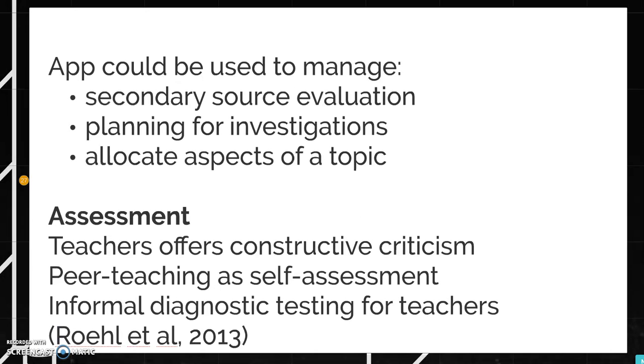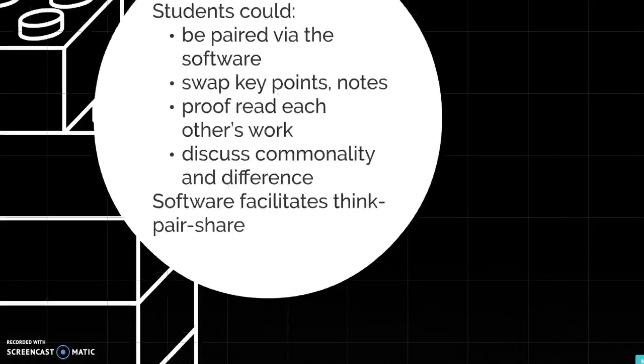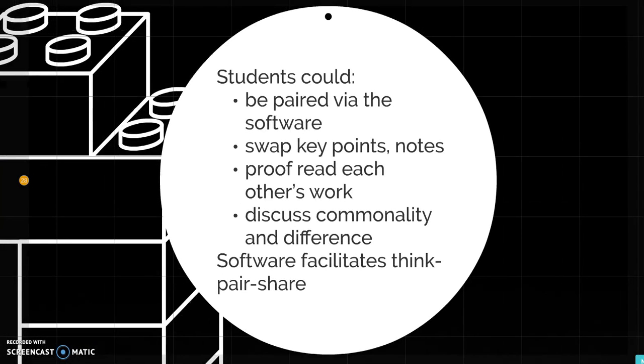Tasks that could easily be delegated using Asana include secondary source evaluation. A leader, for example, could allocate 4 topics to 4 different students. Each could report back and thus feel valued for contributing to discrete areas. Beyond the planning phase, it could also be used in a variety of scenarios, conducting an experiment and compiling results. Students could be paired via the software to type out key points, swap notes, and proofread each other's work. In this way, the software facilitates an application of the think, pair, share model.